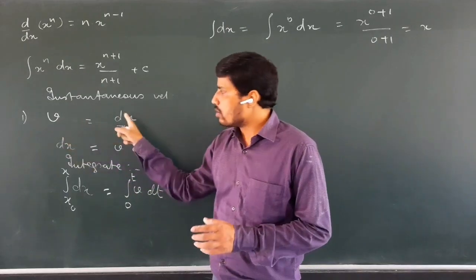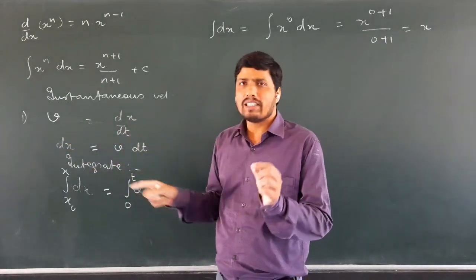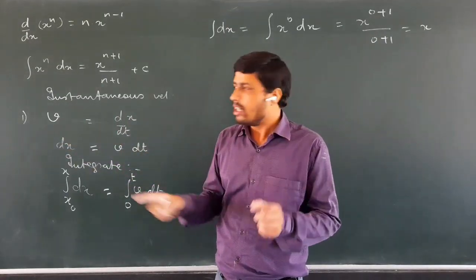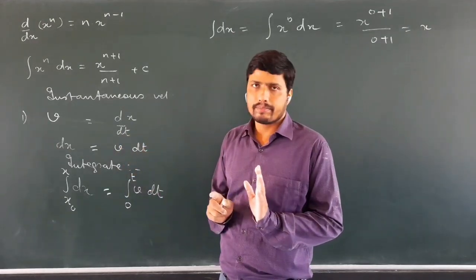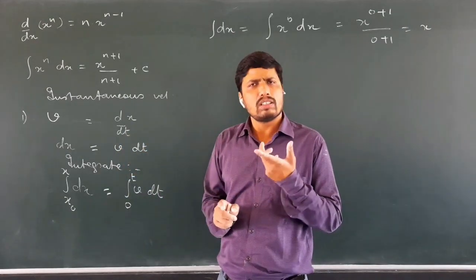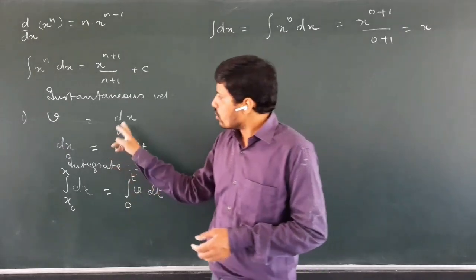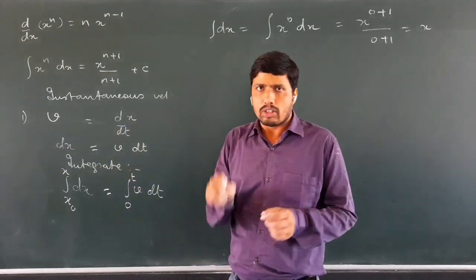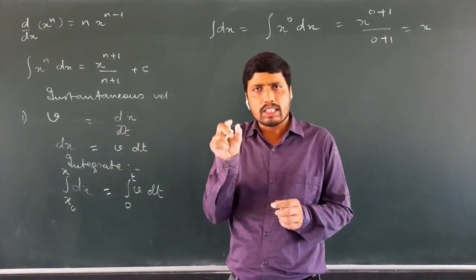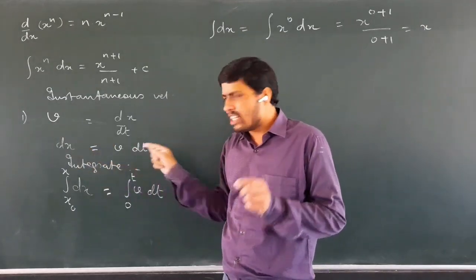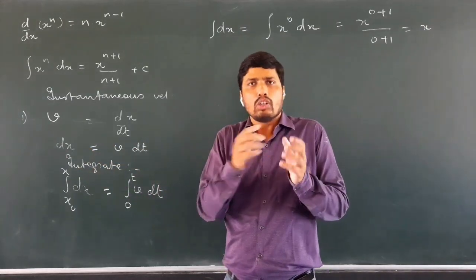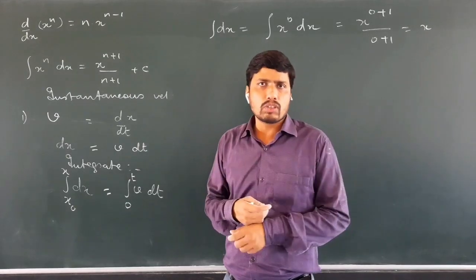We had v is equal to dx by dt. dx is a very small displacement in time dt. Very, very small. How small? Almost tending to 0. So dx we can write as v dt. So dx is a very, very small displacement covered in a very small time dt. So if we increase the time, the dx will also change.